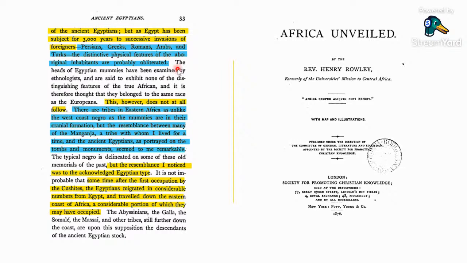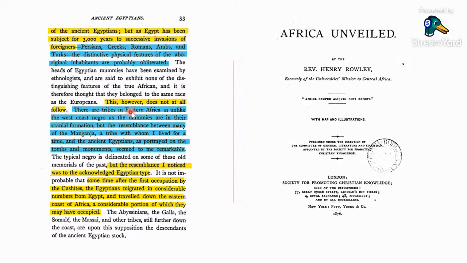It says the heads of the Egyptian mummies have been examined by ethnologists and are said to exhibit none of the distinguishing features of the true African. And it is therefore thought that they belong to the same race as the Europeans. This, however, does not at all follow. All right, this is not true.